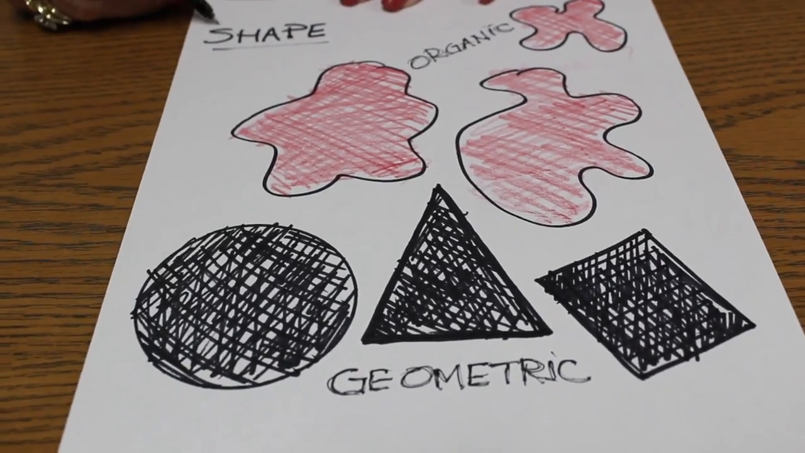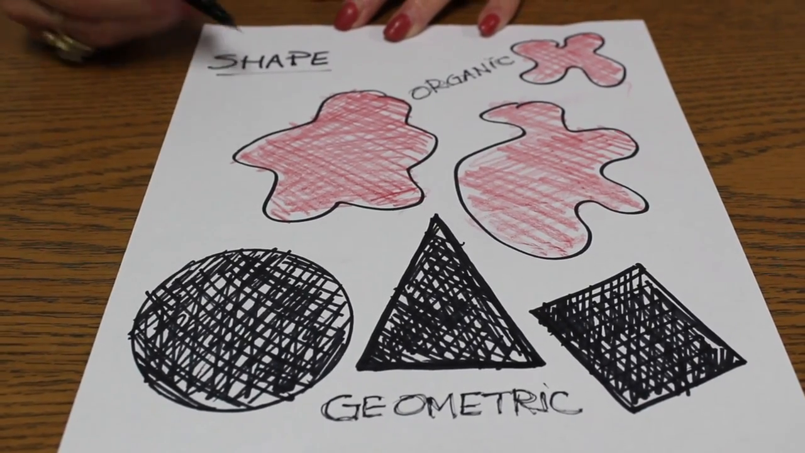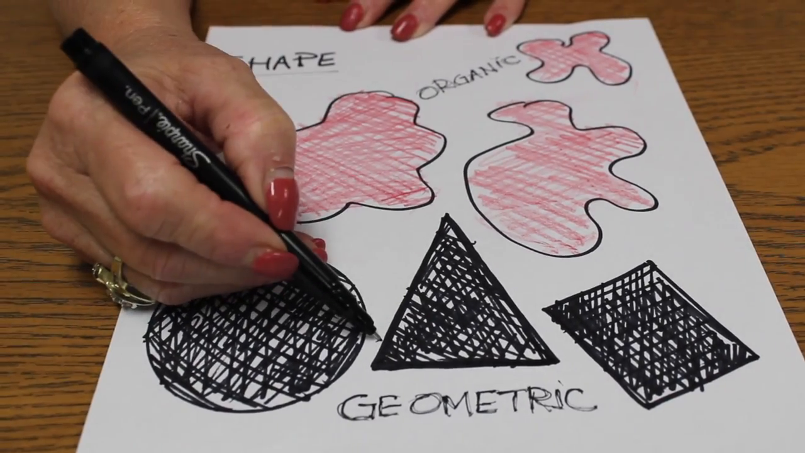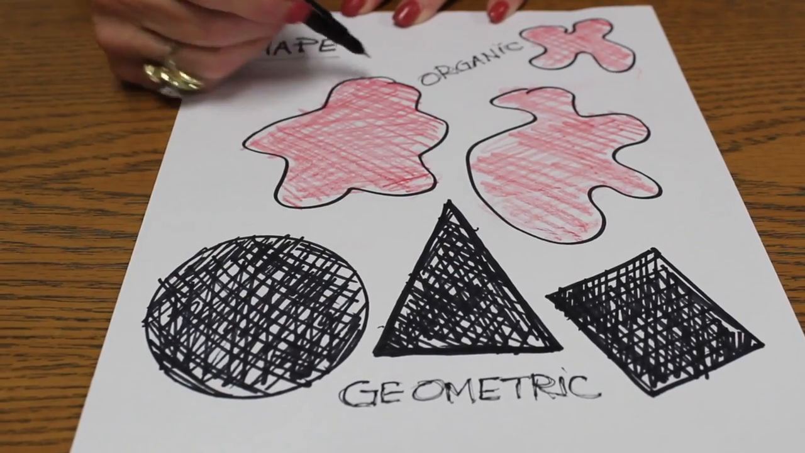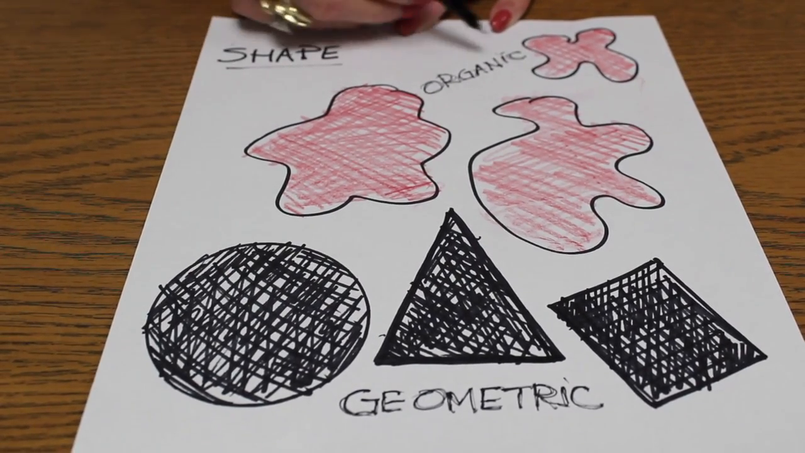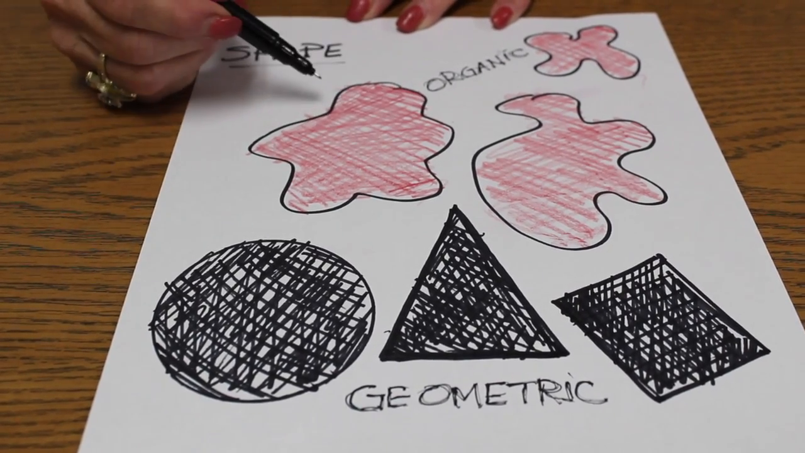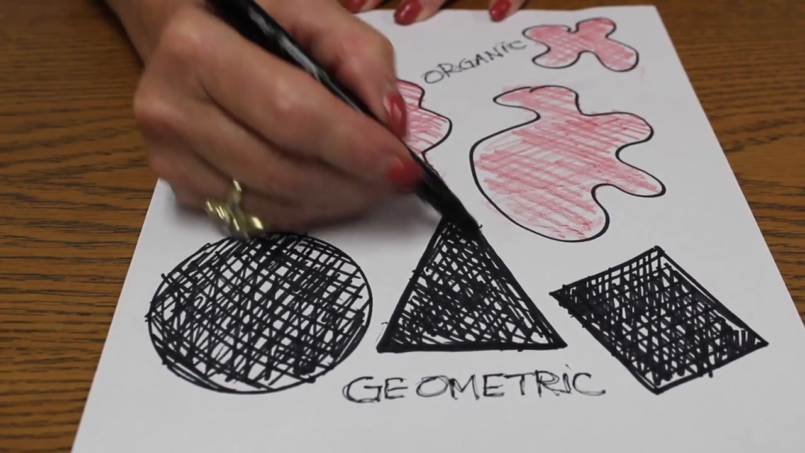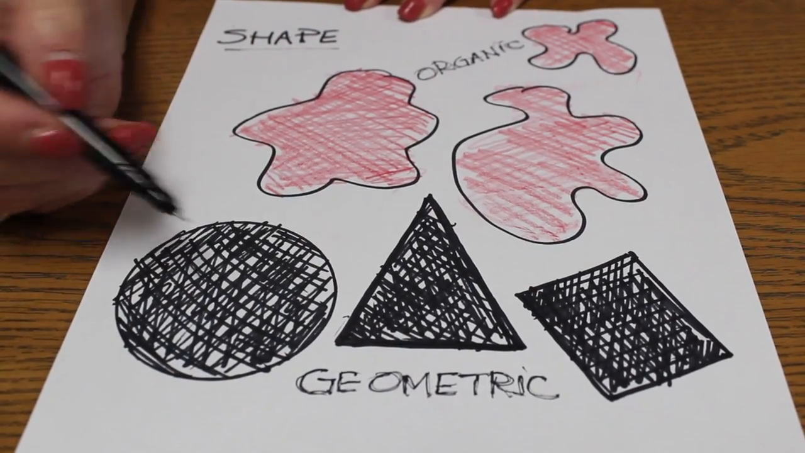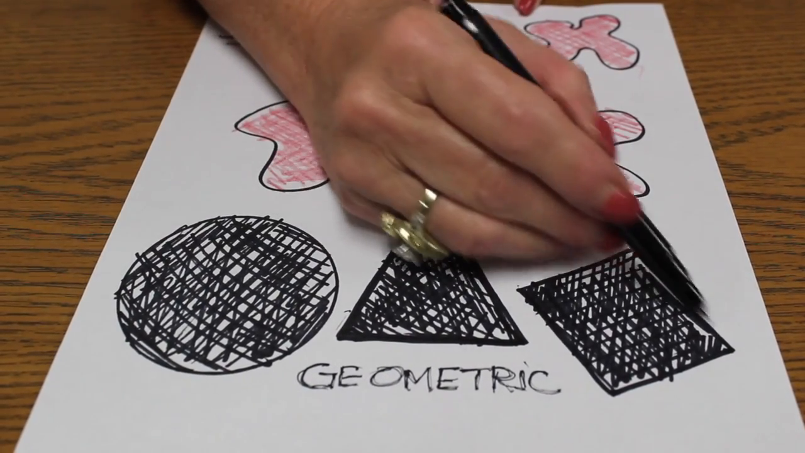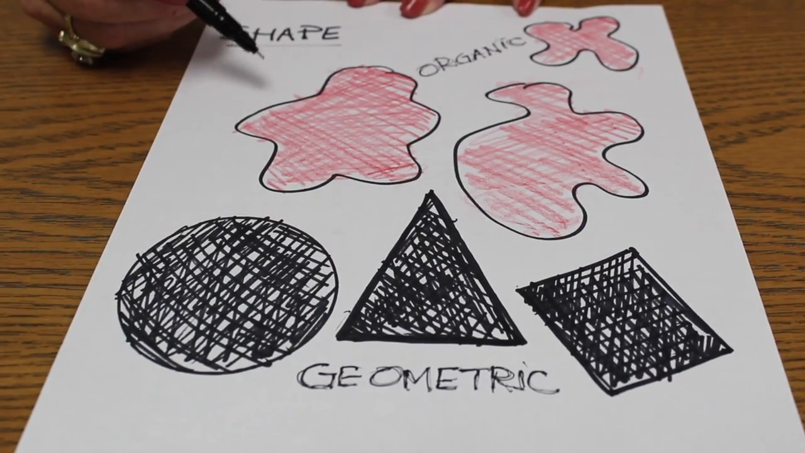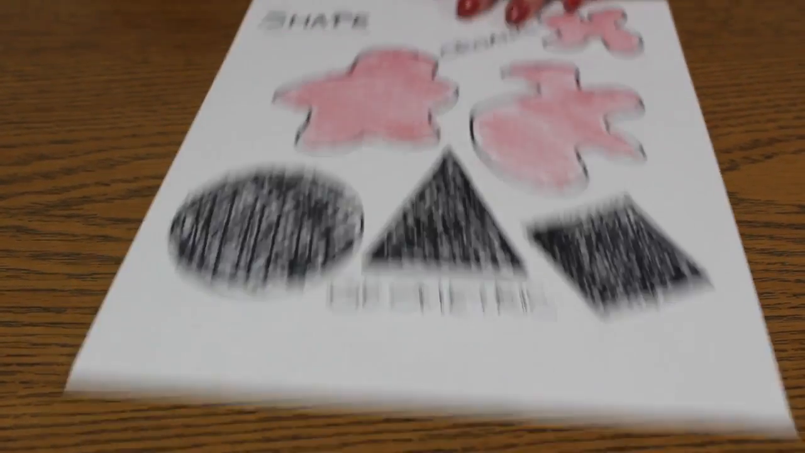Okay, shape is an element of art that has two dimensions. It has height and it has width, but it's flat. It's a shape, and the two main kinds of shapes are organic shapes, which are free form. You often find shapes like that in nature. And then we have geometric shapes, which are measured shapes, and they have measured, crisp, clear edges. So the two kinds of shapes.